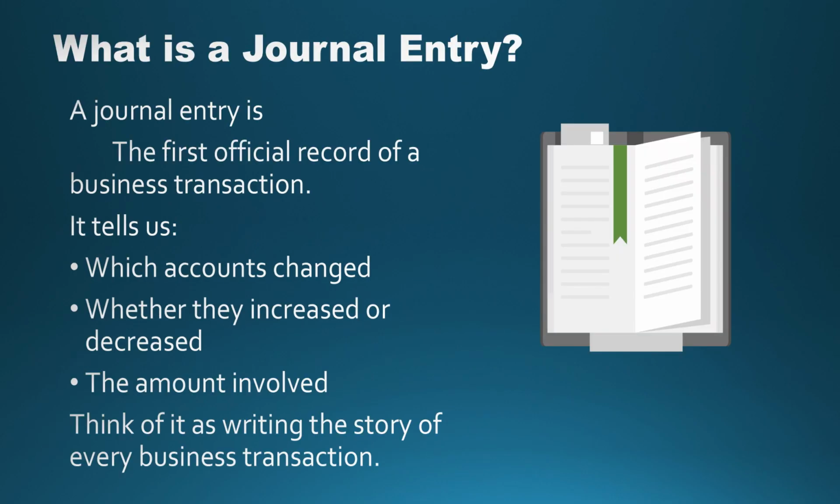Now, what is a journal entry? A journal entry is the first official record of a business transaction. The first official record you keep of anything that happens in your business is a journal entry. It tells us which accounts changed, whether they increased or decreased, and the amount involved. Think of it as writing the story of every business transaction, keeping track of everything that happens in your business.